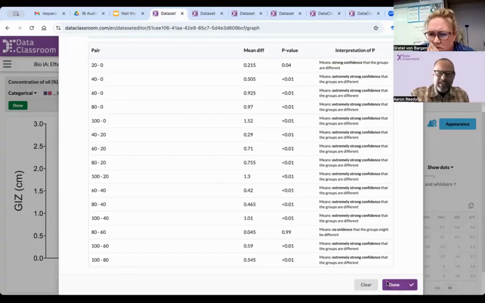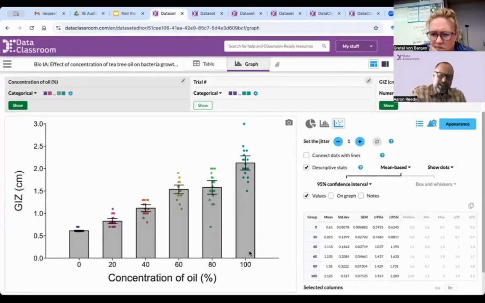The other thing I'll say is that's an awful lot of post hoc tests for not a huge amount of data. So you can take those post hoc tests with a grain of salt. But the overall result that oil concentration seems to affect GIZ, that seems to be a pretty ironclad result, and the stats back that up.